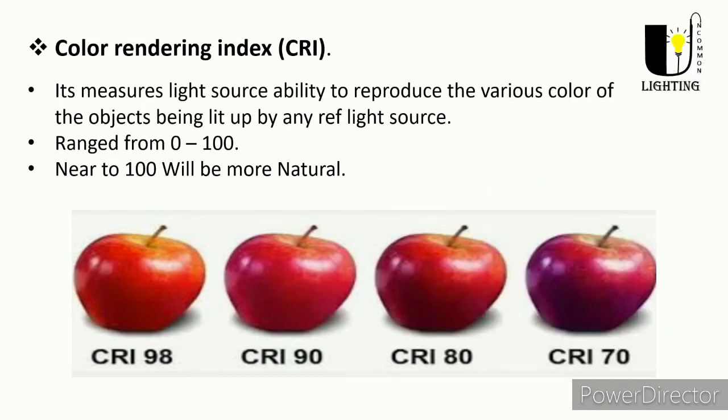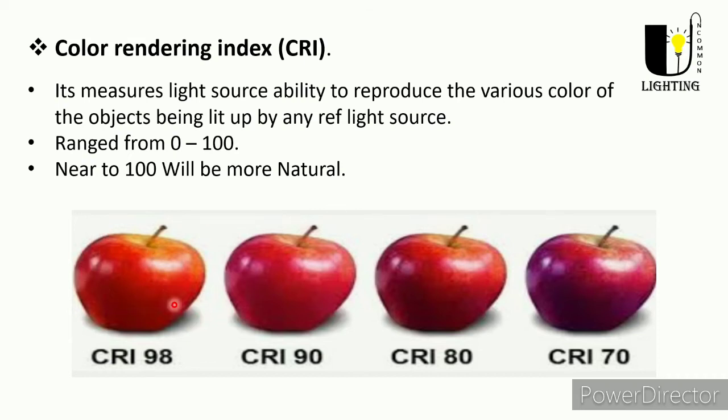Again, the next topic is color rendering index. The name itself suggests it. Suppose you focus on a figure, whatever I am showing here: the higher the CRI, the clearer the object. The lesser the CRI, the less clear the object. CRI is generally measured from 0 to 100, so the nearer it comes to 100, the clearer the object.